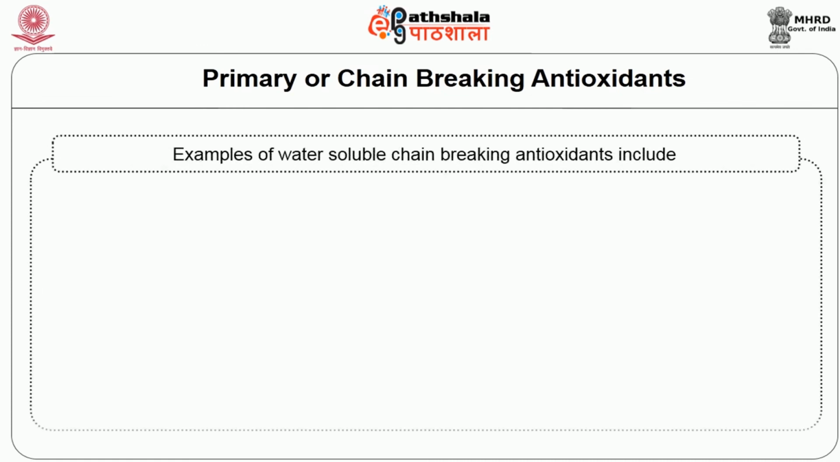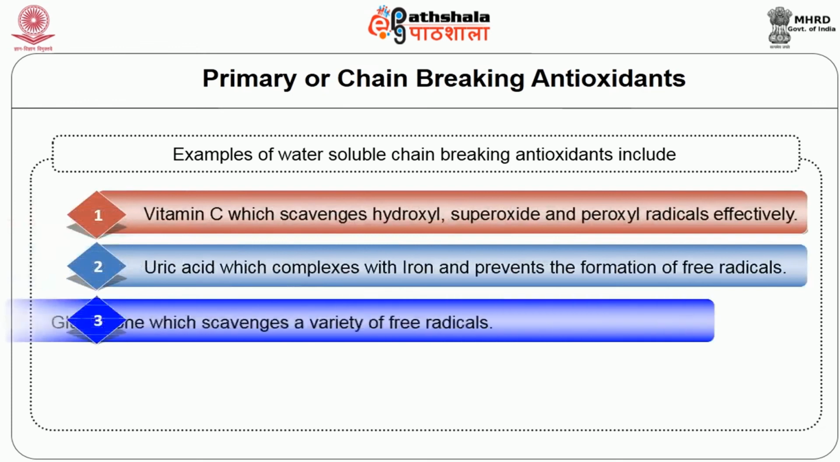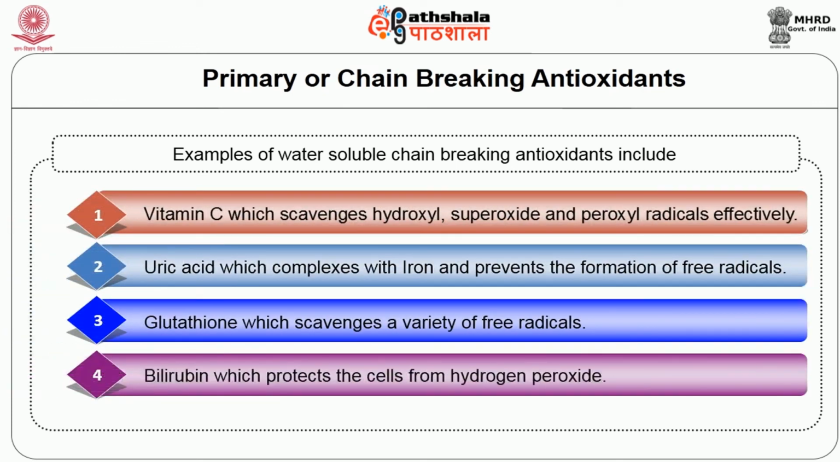Examples of water soluble chain breaking antioxidants include vitamin C, which scavenges hydroxyl, superoxide, and peroxyl radicals effectively. Uric acid, which complexes with iron and prevents the formation of free radicals. Glutathione, which scavenges a variety of free radicals, and bilirubin, which protects the cells from hydrogen peroxide.